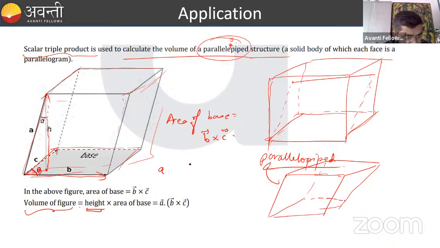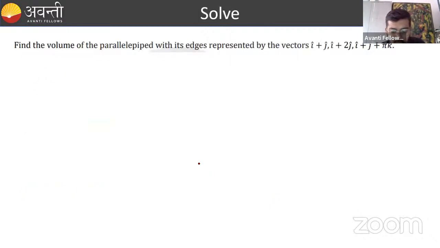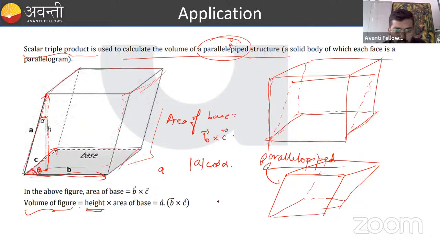This angle is given as alpha, so this will come out to be A cos alpha, right? So the height is A cos alpha, where A is the modulus of A. So the volume comes out to be A cos alpha into B bar cross C bar, right? The resultant of B bar cross C bar is also perpendicular to the base.